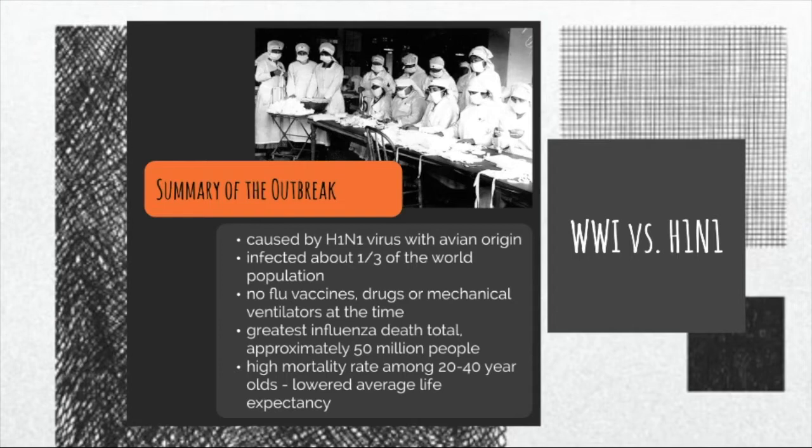The 1918 H1N1 pandemic produced the greatest influenza death total in history, killing at least 50 million people, 675,000 of which were Americans. There was an especially high mortality rate among young adults ages 20 to 40 years old in this pandemic, which was an unusual characteristic of this virus at the time. The virus lowered the average life expectancy in the United States by over 12 years.